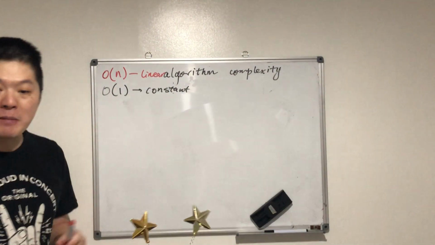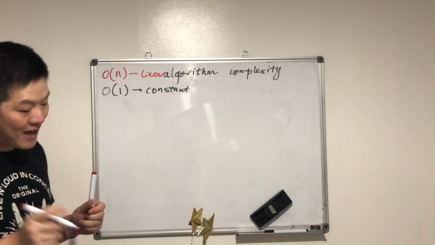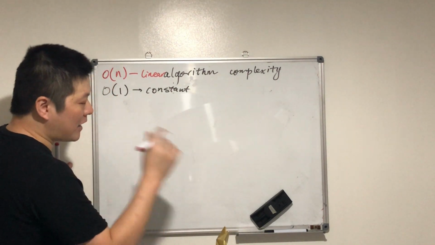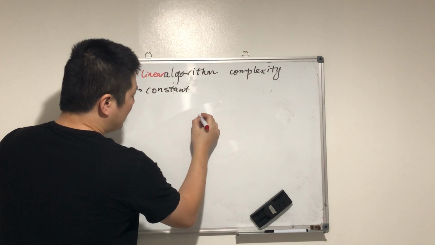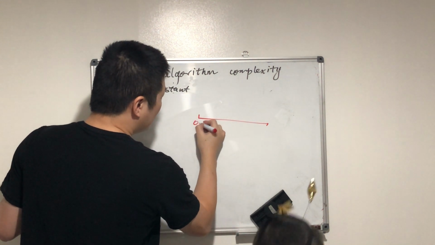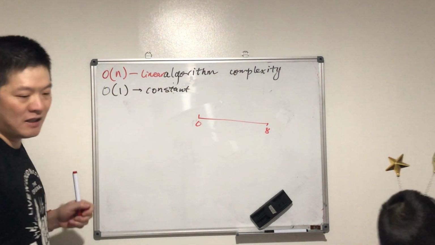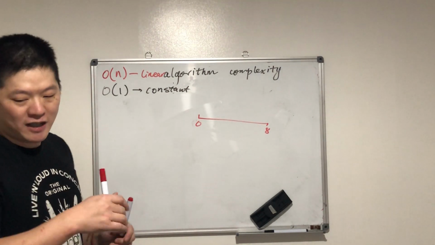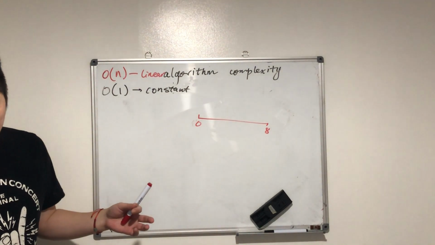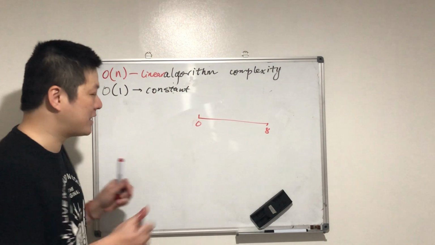Okay, constant. Remember the binary search? Yes, exactly. So look, if this is 0, this is 8. How many times does the computer need to check if I want to look for a number like 7? The computer needs to find the number 7 here.